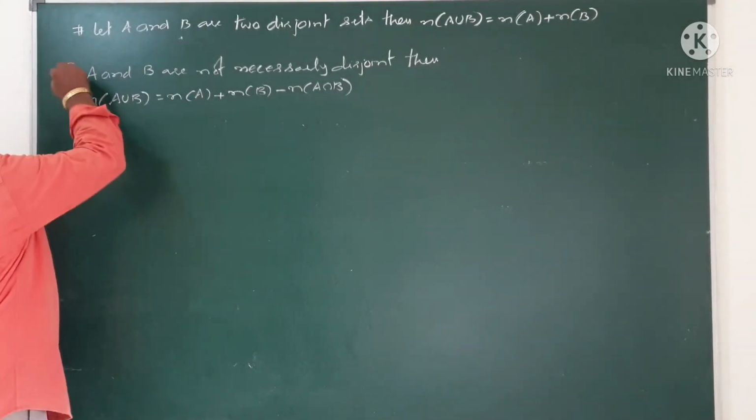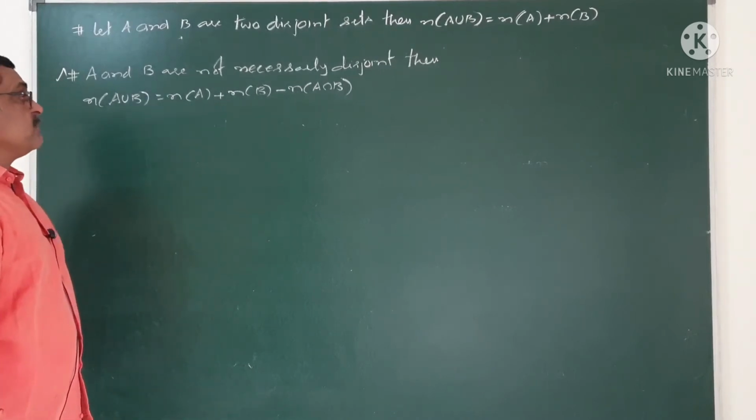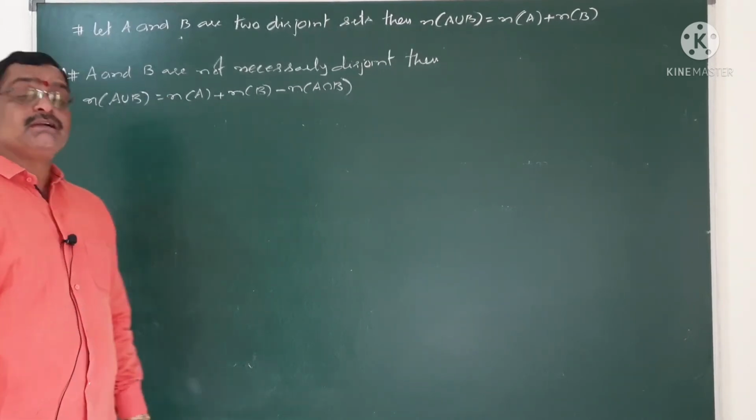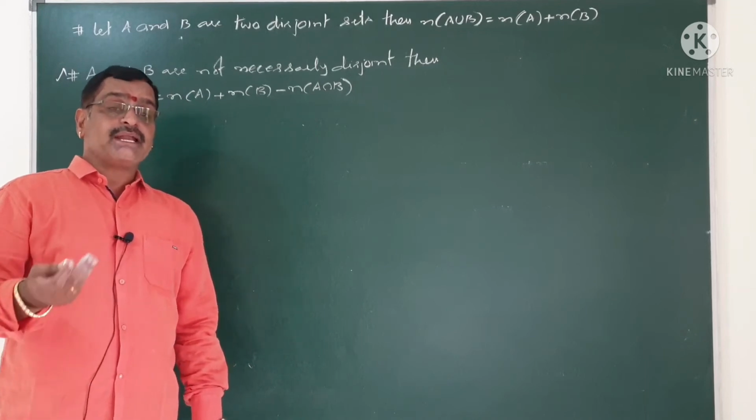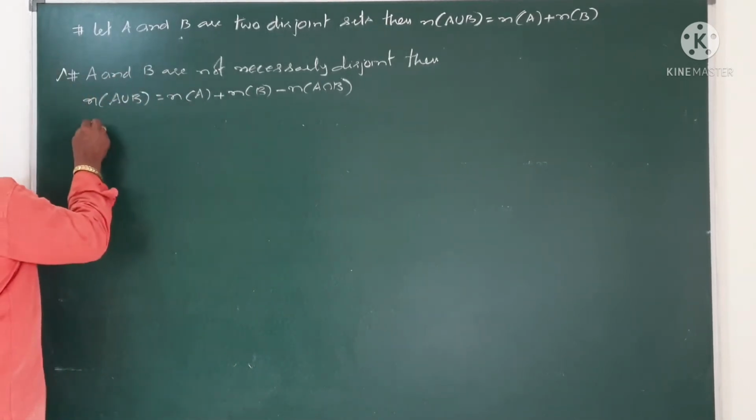To prove, in this case, that means A and B are not necessarily disjoint. That means they can have some common elements. Now, how do the diagrams look like? Proof.